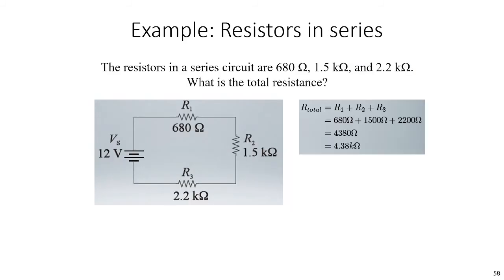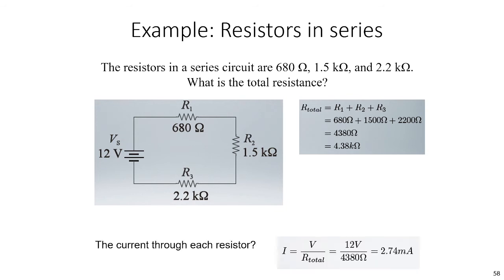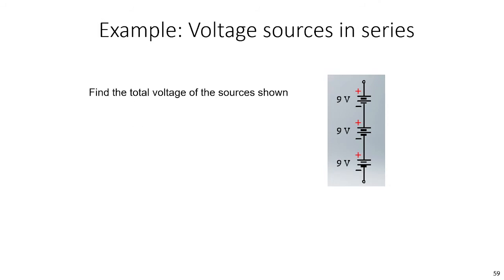This is the resistors in series, right? The total resistance is R1, R2, R3 added together. And the current flow will be V divided by R total, which is 12 divided by 4,380 ohm, right? We have 2.74 milliamp. Okay, this is not difficult.